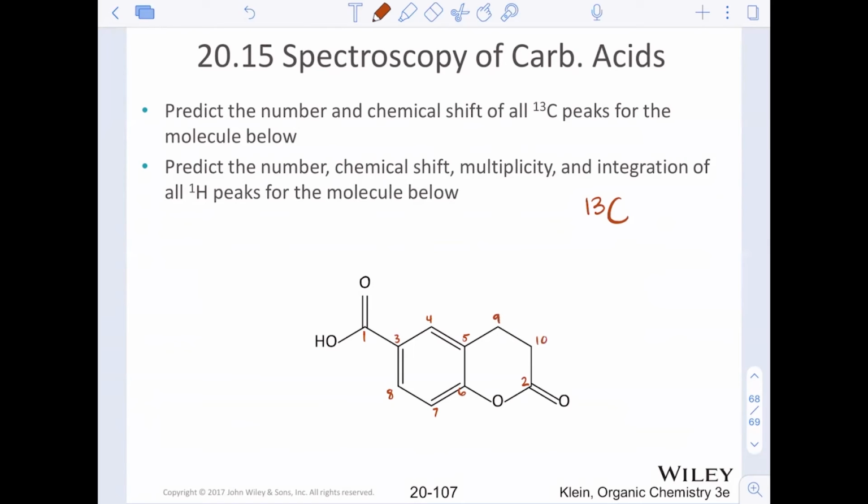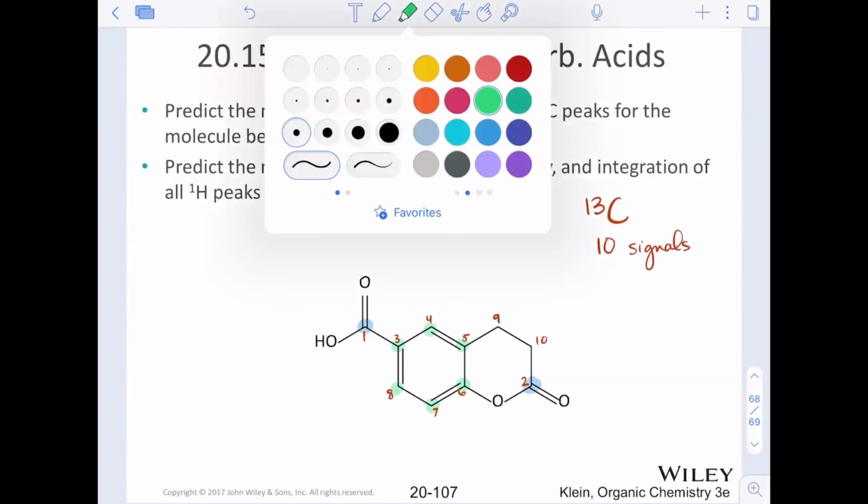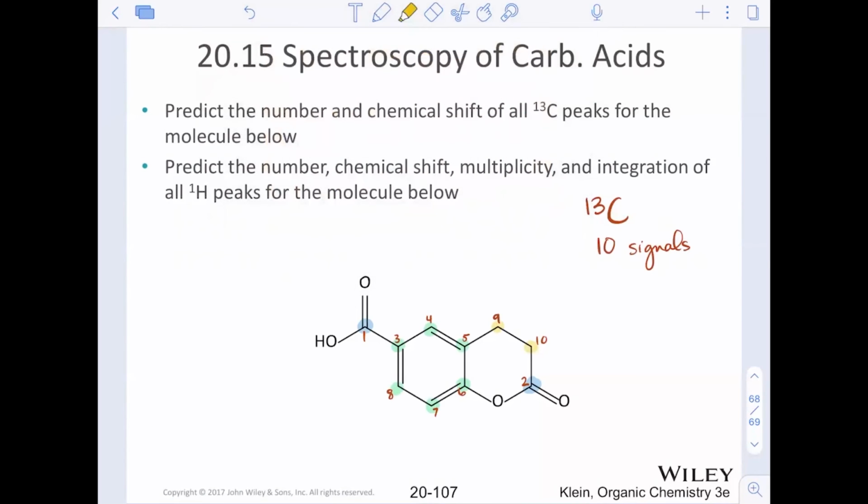9, 10, a little bit further upfield. So there are 10 carbons. They will be all different. We'll see the furthest downfield will be 1 and 2. The ones right in the middle will be 3, 4, 5, 6, 7, 8. And the furthest upfield will be 9 and 10. Beautiful.